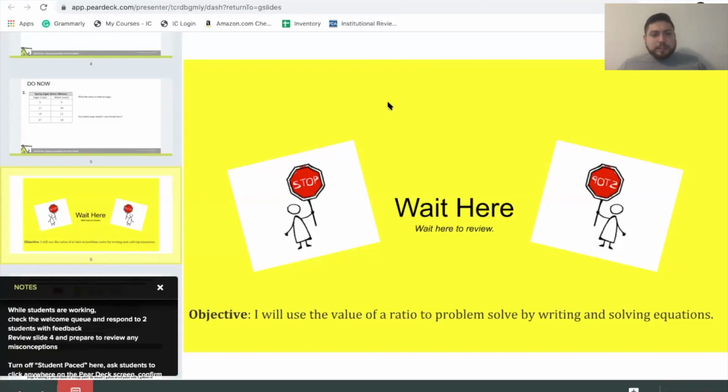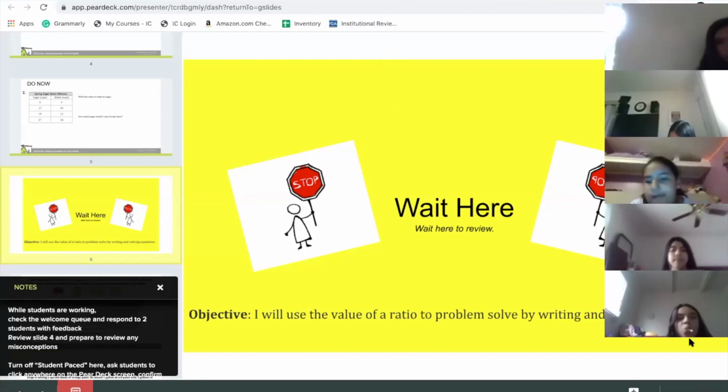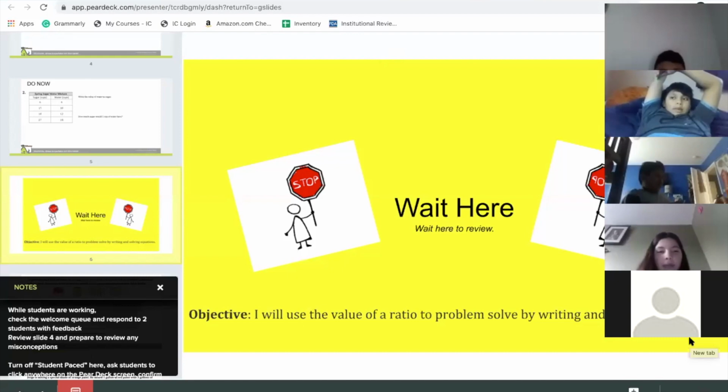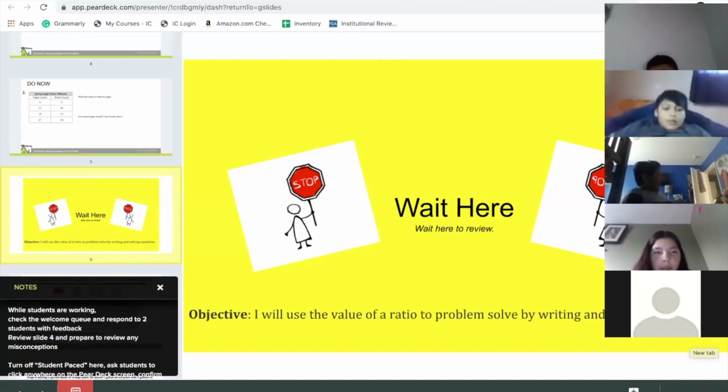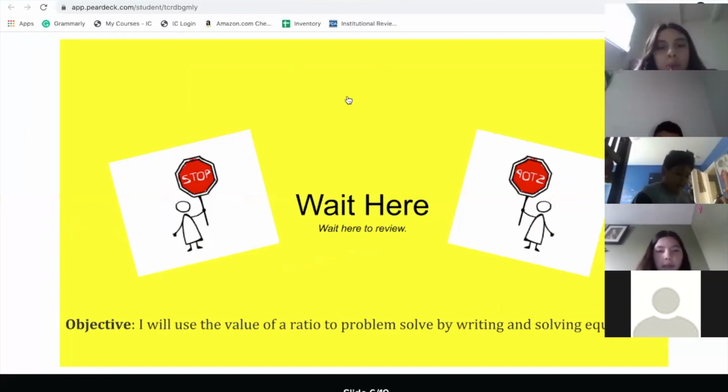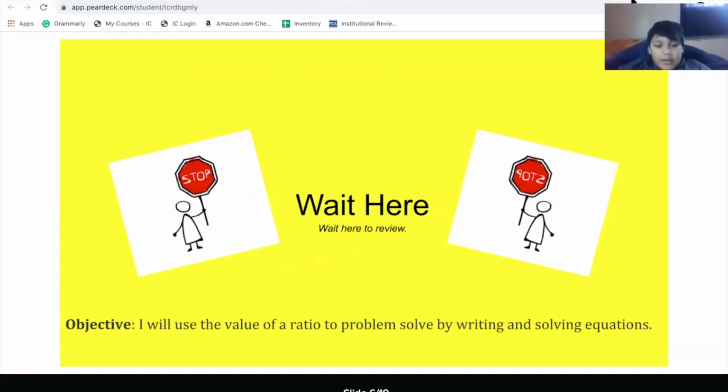So let's get a reader for the objective. I'll take a volunteer for this one. Jordy volunteered. Perfect. I saw your hands up, Jordy. Thank you. I will use a value of a ratio to solve by writing. Awesome. Thank you. So we're using the value of a ratio today to problem solve by writing and solving equations.